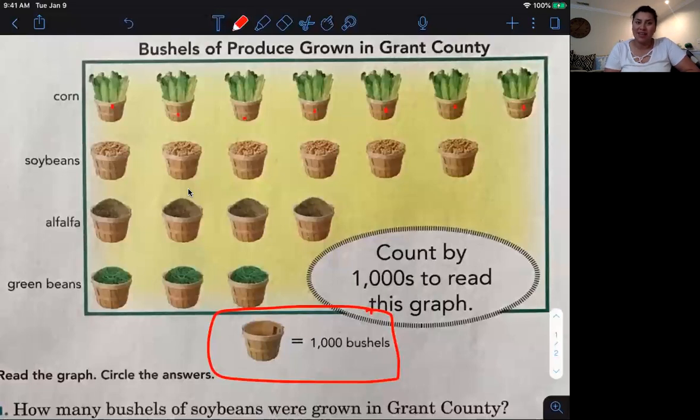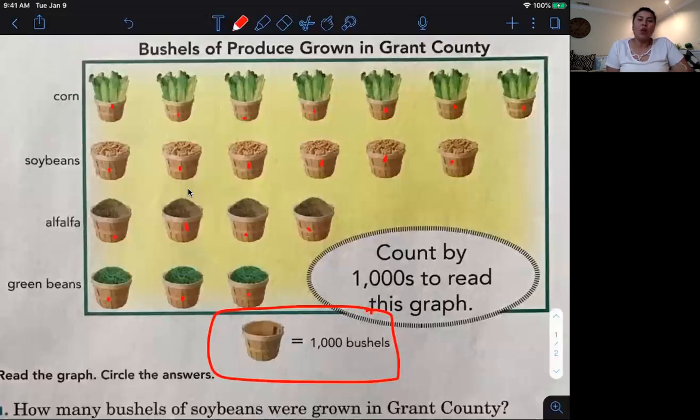Are you counting with me? Good. Let's count the soybeans together. Ready? 1,000, 2,000, 3,000, 4,000, 5,000, 6,000. And you notice the top one has 7,000, so one less is 6,000. Let's count the bushels of alfalfa. 1,000, 2,000, 3,000, 4,000. All right, and let's count the bushels of green beans. 1,000, 2,000, and 3,000 green beans.